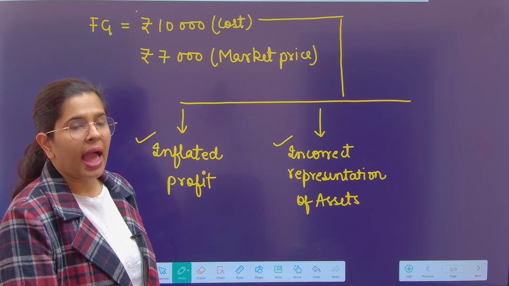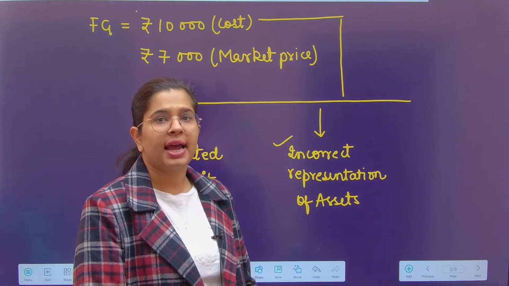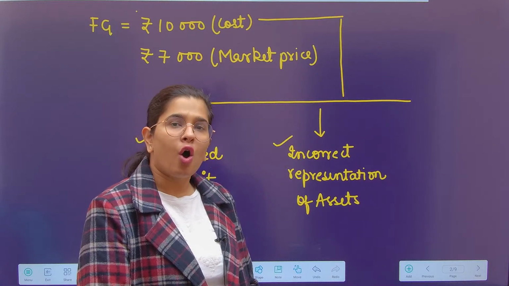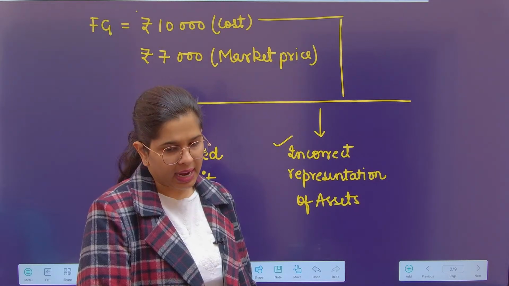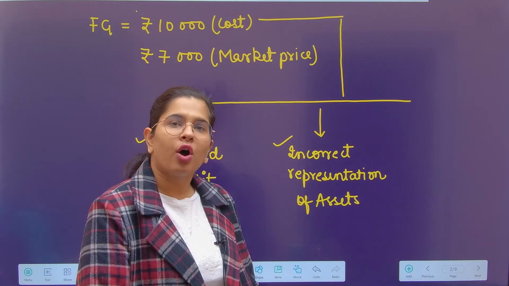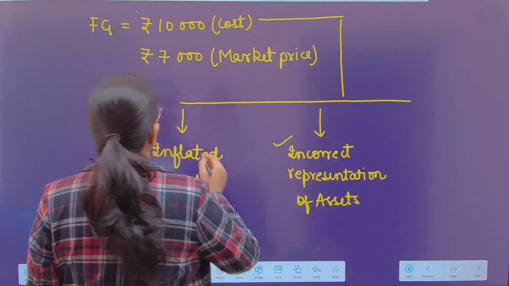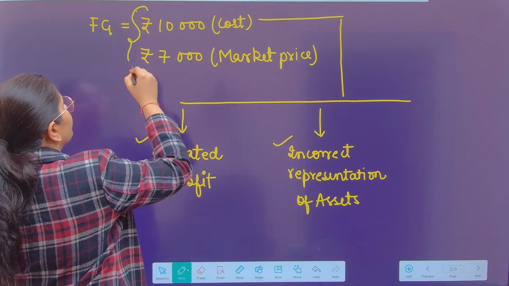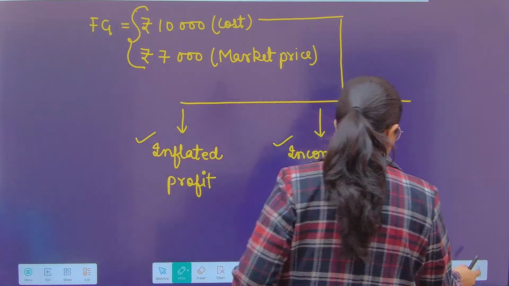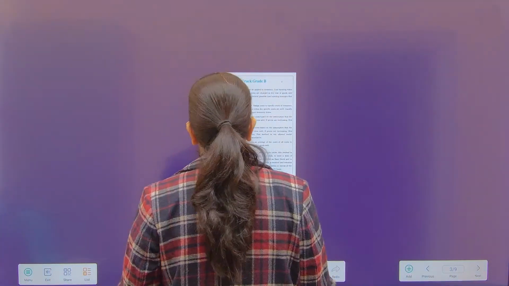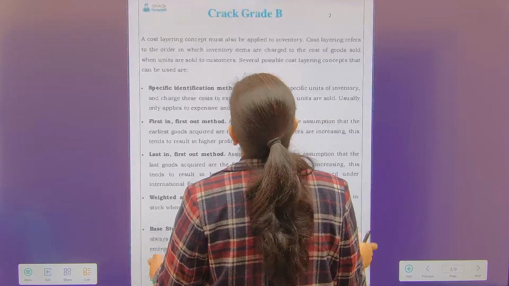and we do not want it. And apart from it, the prudence concept of accounting says that you should anticipate all the possible losses and you should be providing for that. So after following all of these, your accounting standard as well as the costing standard says that you should be recognizing it at the lower of cost or market price. That means I will record the inventory into my books at 7,000.